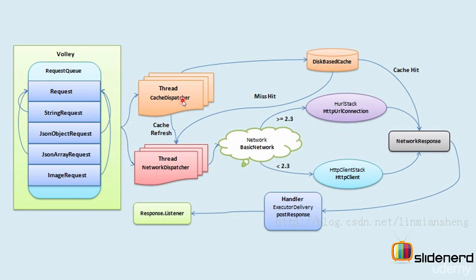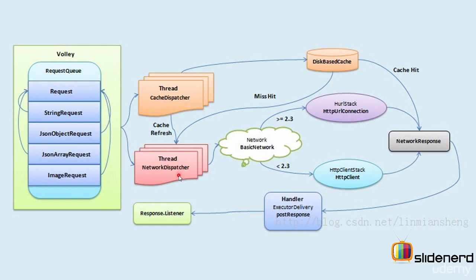And as you saw, the cache dispatcher and the network dispatcher in a little more detail look like this. The cache dispatcher uses the disk-based cache out there to find out whether the data is available or not. If the data is not available, it simply forwards the request back to the network dispatcher. But if the data is found, then the network response is generated and that is given back to your handler where you have your response.listener inside your main thread where you get the data.